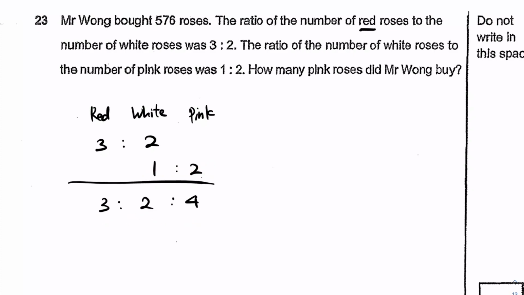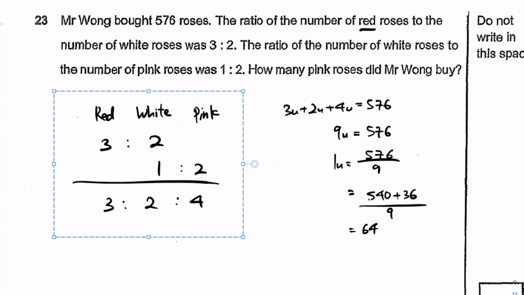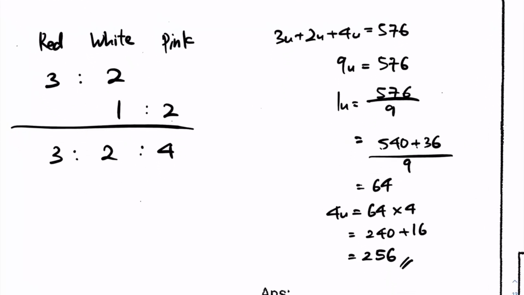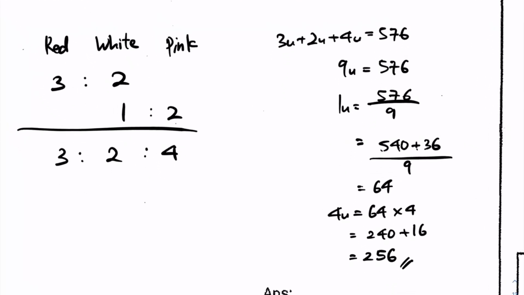All right. Knowing that the total was 576, we can say 3u plus 2u plus 4u. That's a total of 9 units is equal to 576. For 1 unit, we're going to divide by 9. So you can use long division or just split it up to 540 and 36. That's a total of 64 for 1 unit. How many pinks did Mr. Wong buy? So we're interested in 4 units, not 2, 4 units. So for that, we're going to take 64 multiplied by 4, which gives us 256 for the answer.